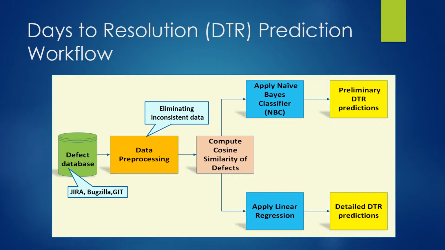Through this study, we provide two levels of prediction. One is preliminary prediction using naive-Bayes classifier and the other provides more granular prediction using linear regression techniques. We will discuss in detail about computing cosine similarity of defects and each of these approaches in the upcoming slides.